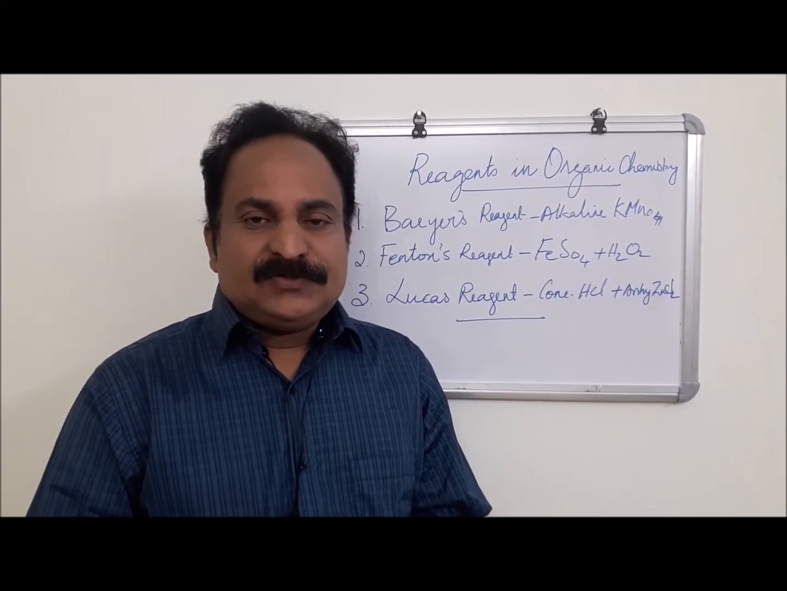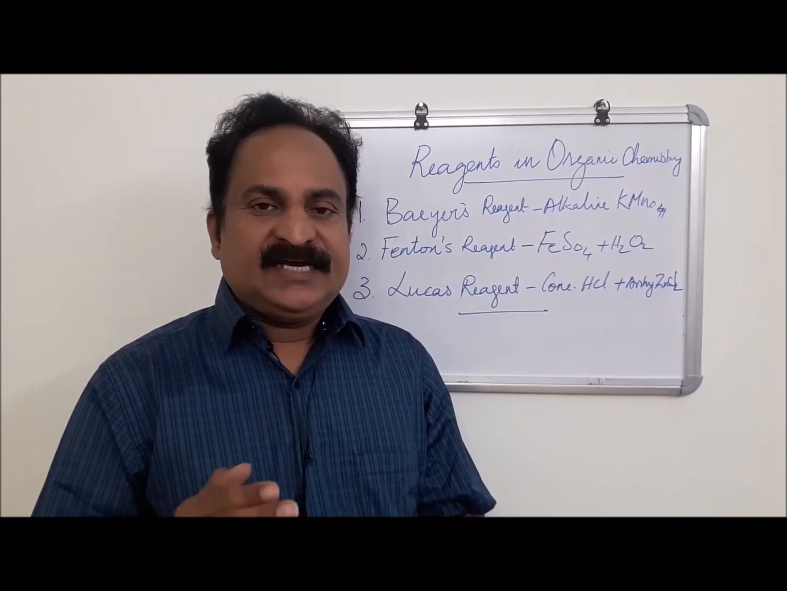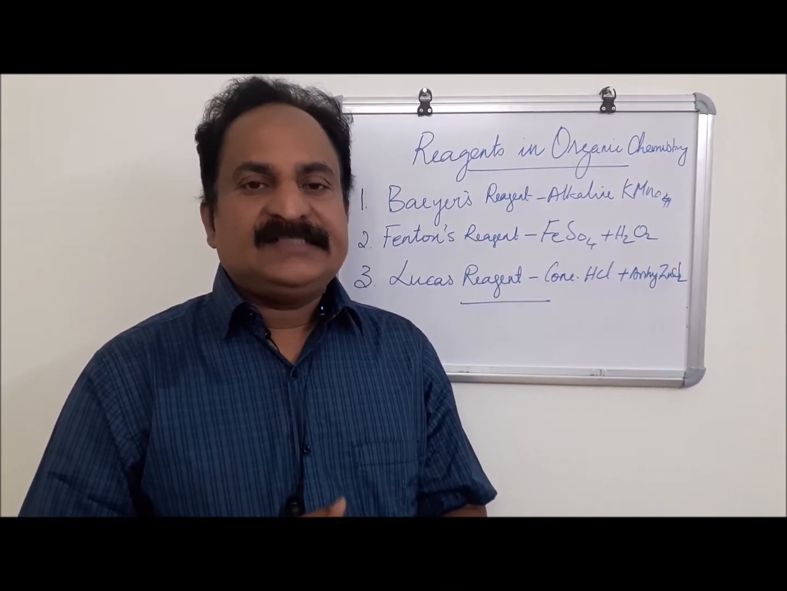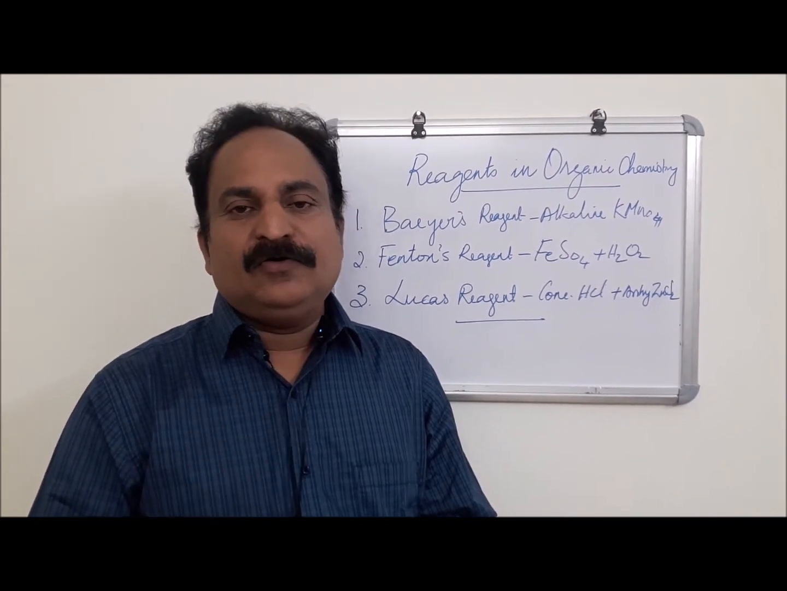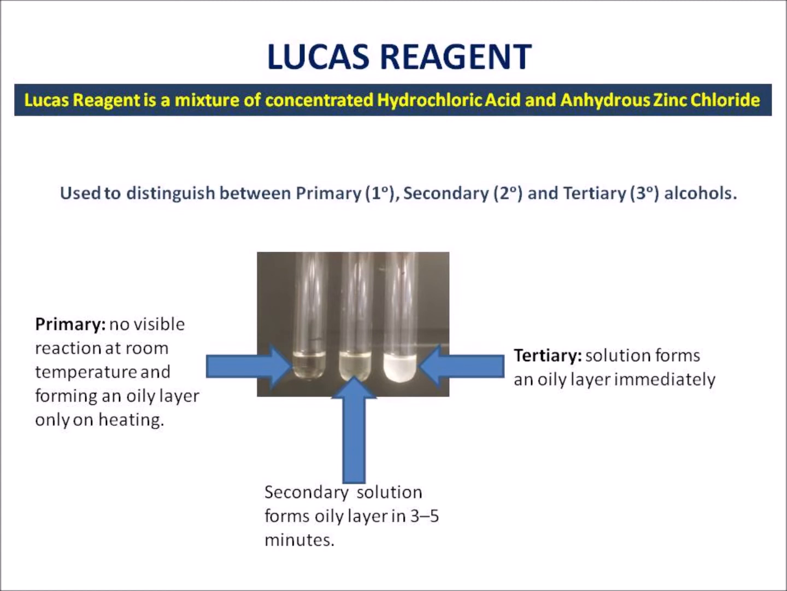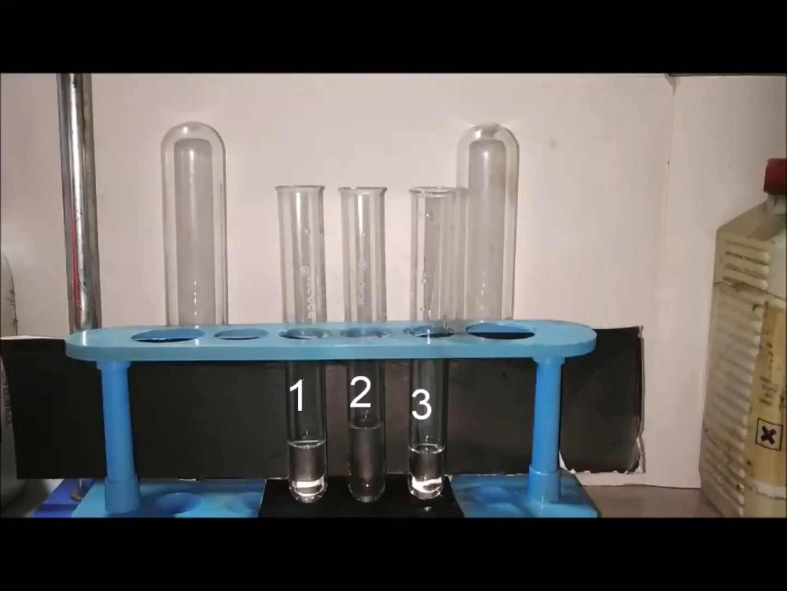Lucas reagent is used to distinguish between primary, secondary and tertiary alcohol, and the mechanism of Lucas test is SN1 nucleophilic substitution reaction. Lucas reagent is a mixture of concentrated hydrochloric acid and anhydrous zinc chloride. It is used to distinguish between primary, secondary and tertiary alcohols. Here in these three test tubes marked 1, 2, 3, in the first test tube primary alcohol is taken, in the second test tube secondary alcohol, and in the third test tube tertiary alcohol.